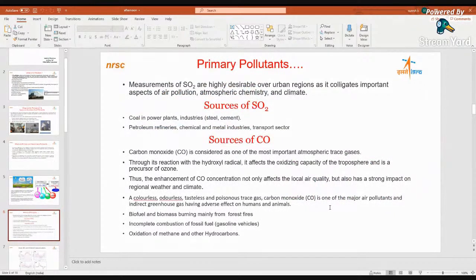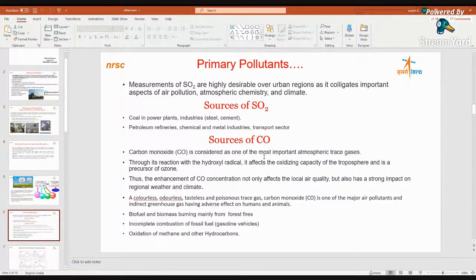So I've told about primary pollutants, for example, sulfur dioxide. These measurements are highly important because they matter in terms of air pollution, atmospheric chemistry, and also in terms of climate change. And these are some of the sources of SO2, for example, coal in power plants, industries, petroleum refineries, and the transport sector. So these are sources of SO2 and CO.